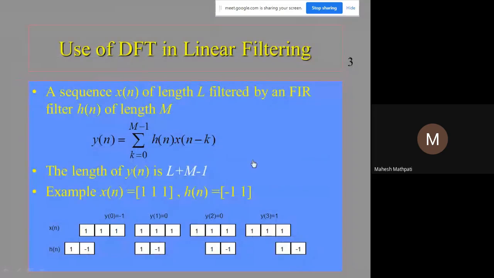Here what he has written is the value of x of n. So this value of x of n is 1 1 1, right? Then it is h of minus n. So h of minus n is 1 minus 1. So y of 0 is -1. Clear? Then what is the second step he is writing?